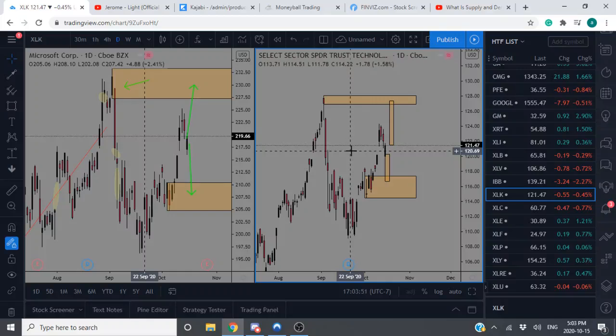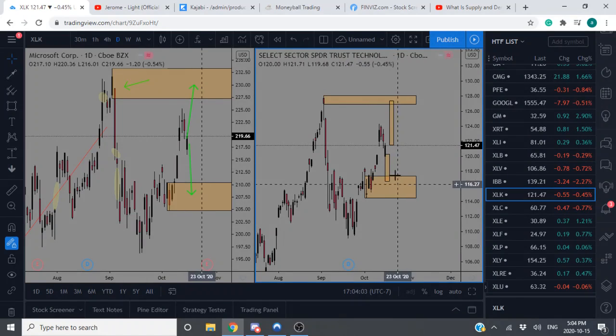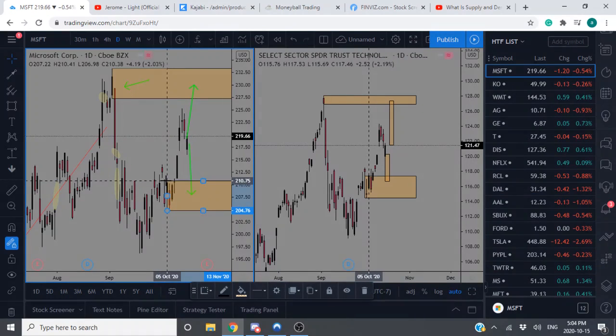If prices are inside, say, a 1 hour demand zone on the Dow 30 or the S&P 500, I probably want to make sure that the technology sector is also coming into 1 hour demand, and the Microsoft is coming into 1 hour demand as well, right?